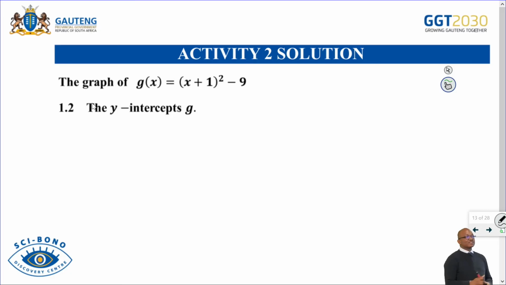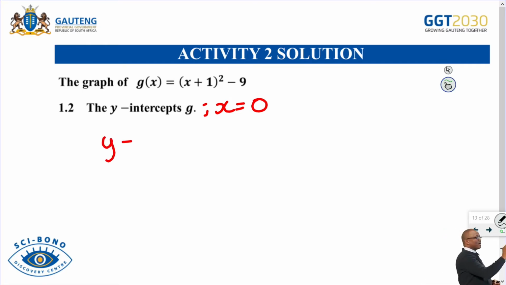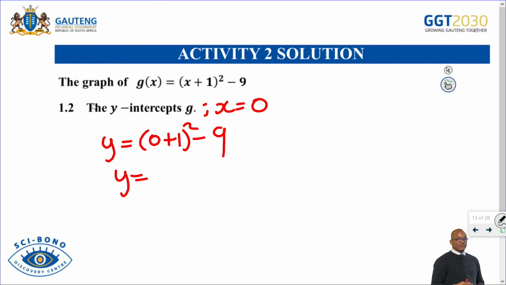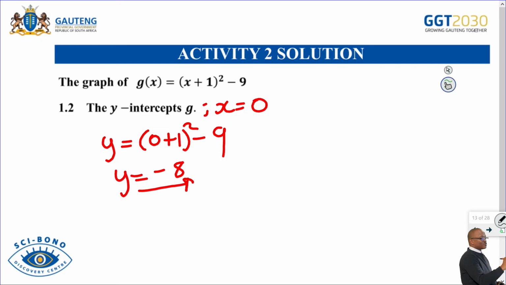Now, determining the y-intercept, I think it's clear. We know that for the y-intercept, x is equal to 0. In this case, where there is x, we put 0. So we're going to have y is equal to (0 plus 1) squared minus 9. When you punch your calculator, 1 plus 0 is 1. 1 squared is still 1. When you minus 9, you get -8. So that is the value there.